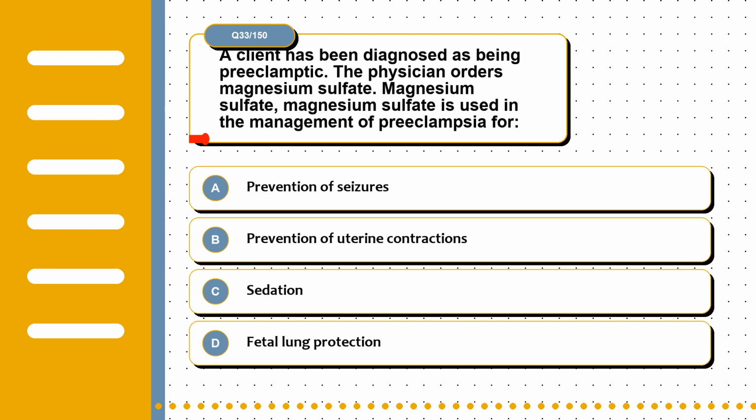Question 33. A client has been diagnosed as being preeclamptic. The physician orders magnesium sulfate. Magnesium sulfate is used in the management of preeclampsia for, here are the options. Option A. Prevention of seizures. Option B. Prevention of uterine contractions. Option C. Sedation. Option D. Fetal lung protection.